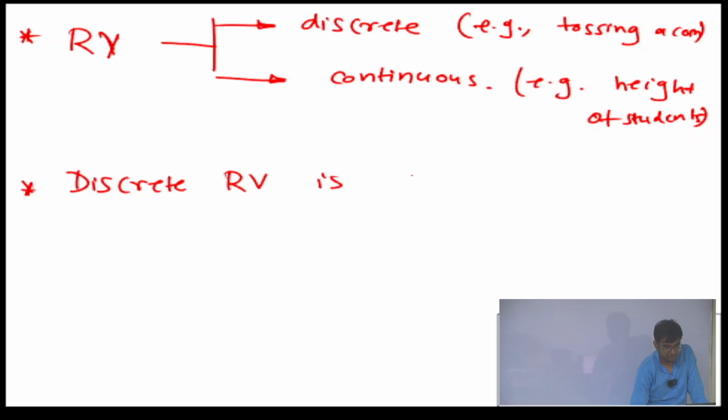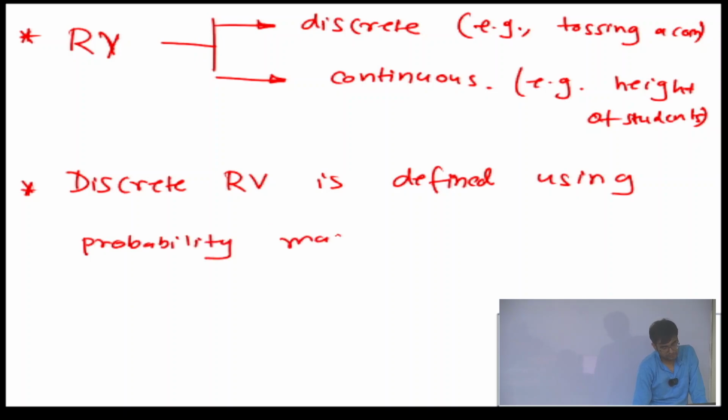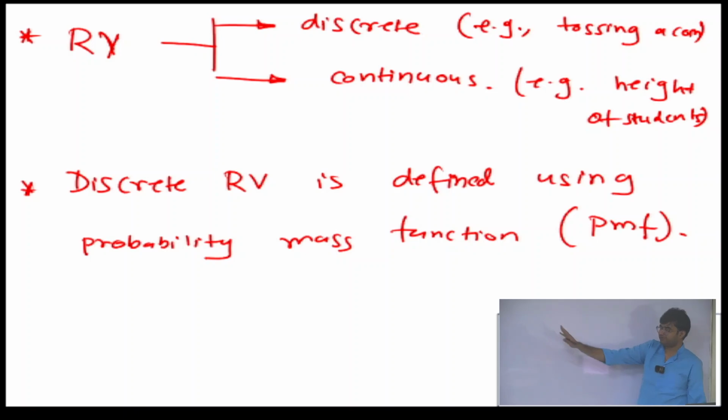A random variable is defined using the PMF, which is the probability mass function. Okay. And what is a PMF? First of all, it is a function, because the name itself has function. But it is not just any function, it is a function that satisfies certain properties, two properties to be specific.